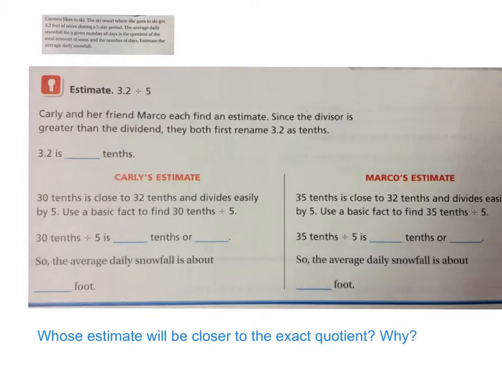So Carly and her friend Marco each find an estimate. Since the divisor, what number is the divisor? 5. Is larger than, or is greater than, the dividend, right? Would you agree that 5 is greater than the dividend? Yes. Okay. They both first rename 3.2 as tenths. 3 and 2/10 is how many tenths? Jason?